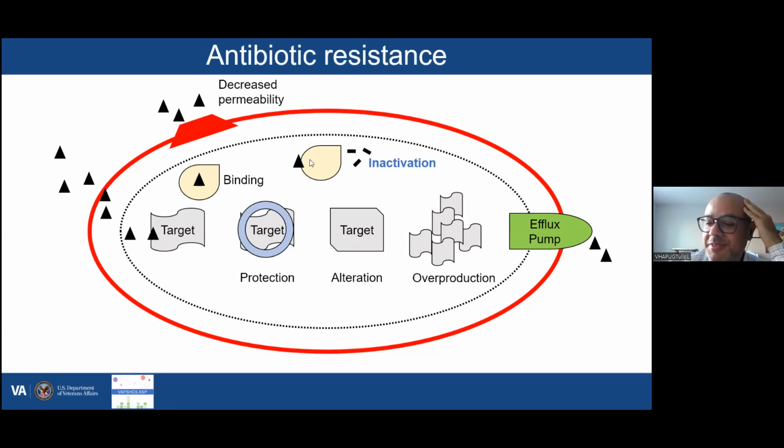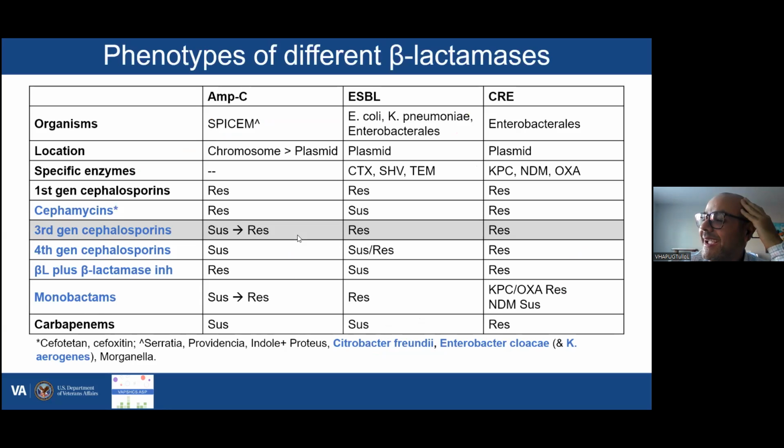This is just a fun slide with the 8 different types of resistance. ESBL enzymes is one of them. It's kind of the notable thing there. And when we talk about resistant gram-negative rods, there's 3 phenotypes we think about. There's your AMP-Cs, which are usually susceptible to 3rd generation cephalosporins, ceftriaxone, but become resistant once you expose them to those agents. And we treat them with cefepime or 4th generation cephalosporins.